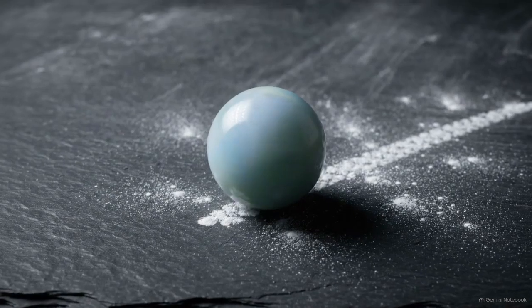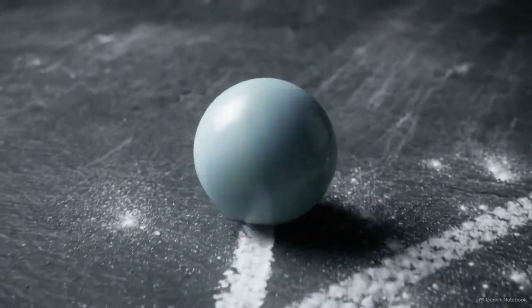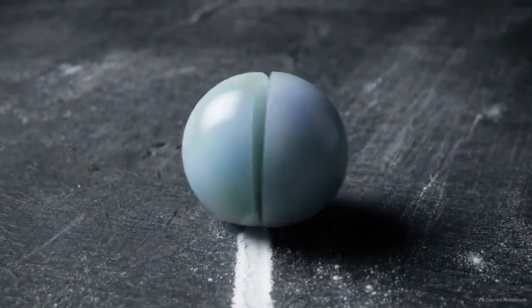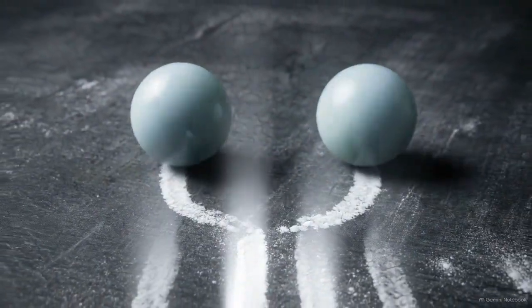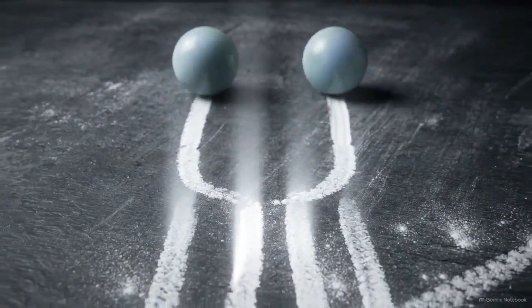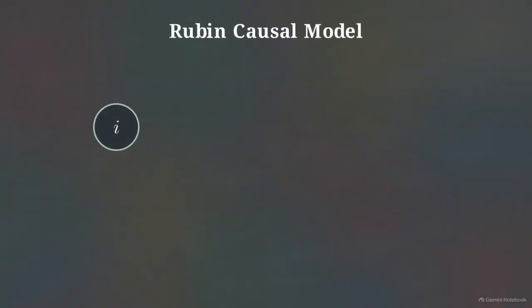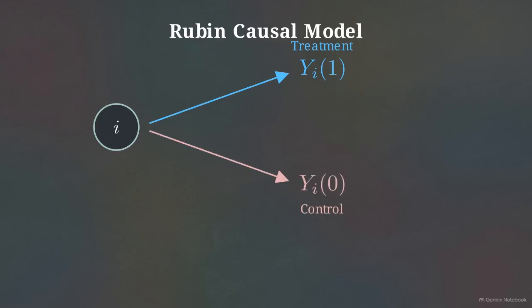A rigorous causal question doesn't ask if two things are merely associated. It asks what happens to the exact same unit under two alternative interventions. Under the Rubin causal model, a unit has a potential outcome under treatment, labeled y sub i of 1, and under control, y sub i of 0. We calculate the individual effect by subtracting control from treatment.